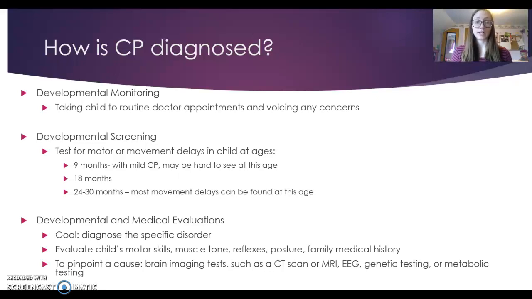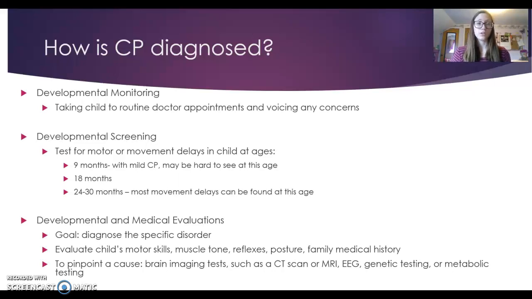These tests are done at 9 months, 18 months, 24 to 30 months. Cases of mild CP may be difficult to view at 9 months of age. However, by 24 months, the mild CP can be found.